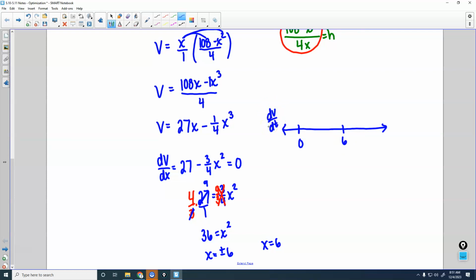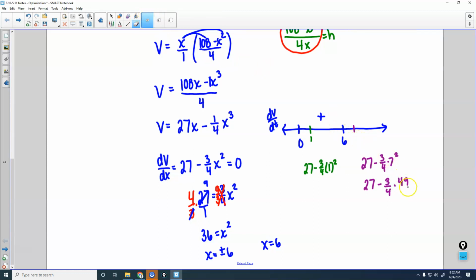So if I plug in a number between 0 and 6, such as 1, because that's the easiest thing to plug in, I get 27 minus 3/4 times 1 squared, and that is just going to give me a positive number. So I'll have a positive here. And then if I pick another number above 6, like 7, if I do 27 minus 3/4 times 7 squared, I'm going to have 27 minus 3/4 times 49. I'm going to tell you I really don't like 7. Let's go back. Let's not do 7.